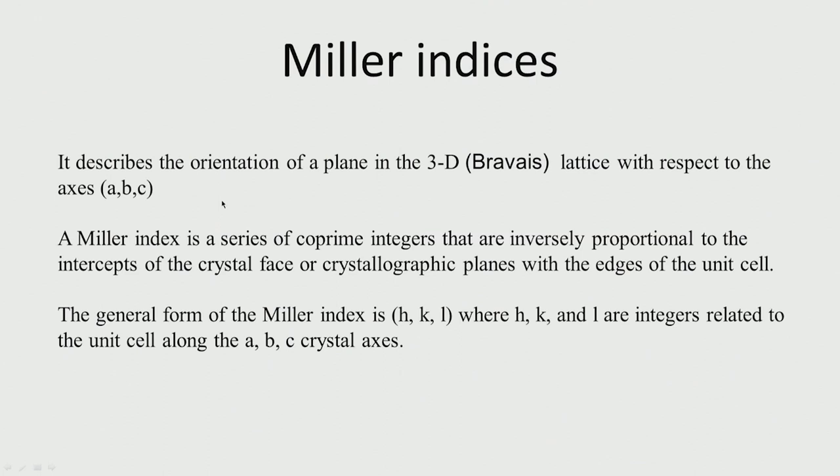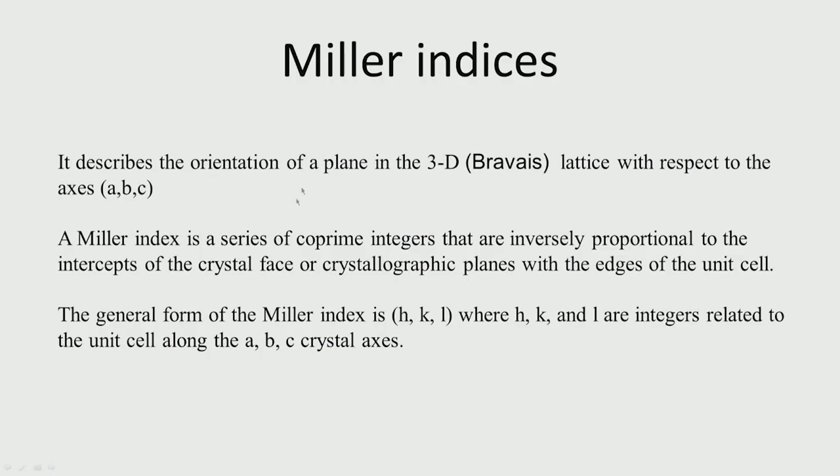So, in 3 dimensions we have the axes A, B, C, and the Miller indices tell you the orientation. The Miller index is a series of coprime integers, so all whole numbers, like 1, 2, 1, 1, 1, 1, that are inversely proportional to the intercepts of the crystal face or crystallographic planes with the edges of the unit cell. So where these crystal planes cut the axes, that is what the Miller indices tell.